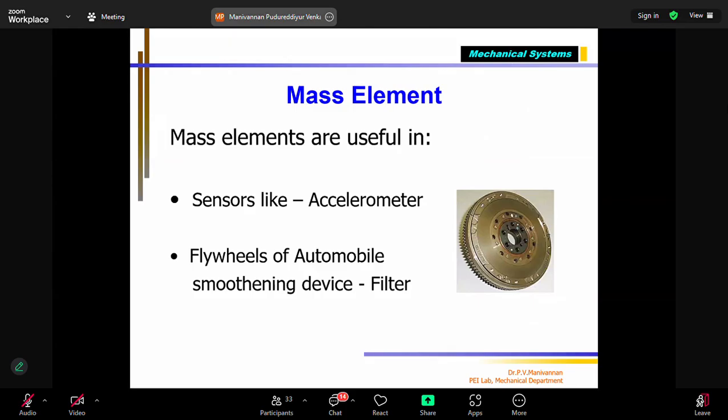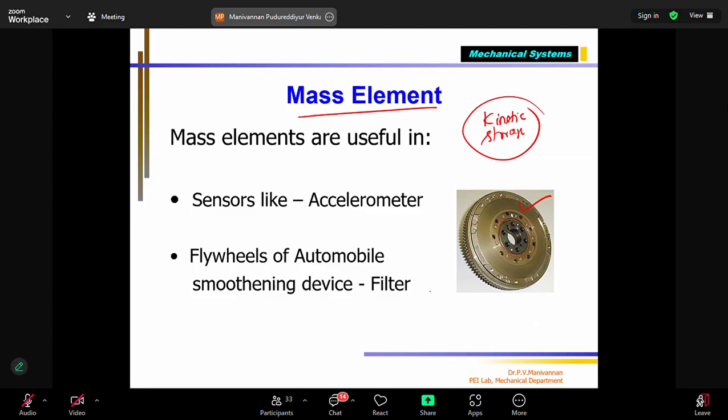Now, mass elements are used wherever you want to create an opposition force or you want to store energy. The mass element can store energy. Which energy? Kinetic energy. We will see later how it stores the energy. The example is the flywheel. A flywheel is used in automobiles to store the rotational torque generated by the piston type engine during the power stroke. Correct?